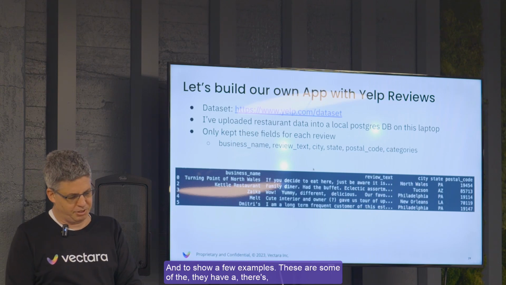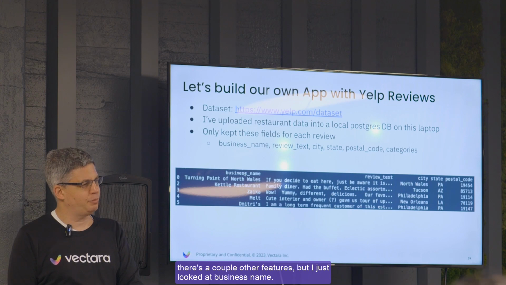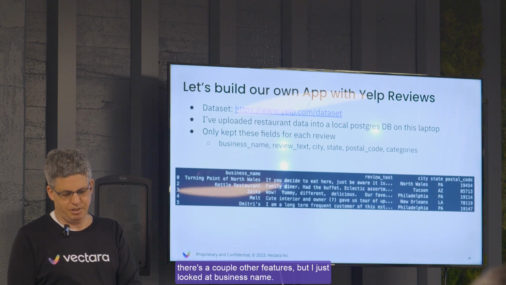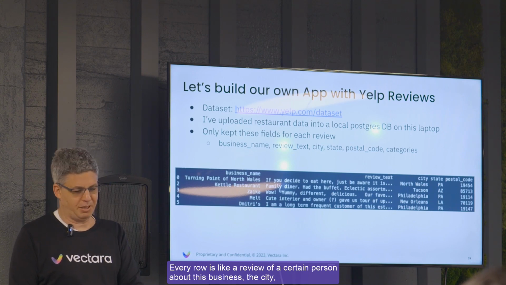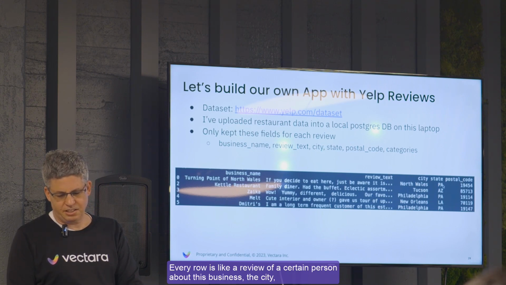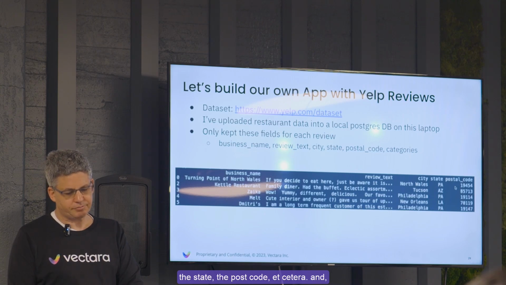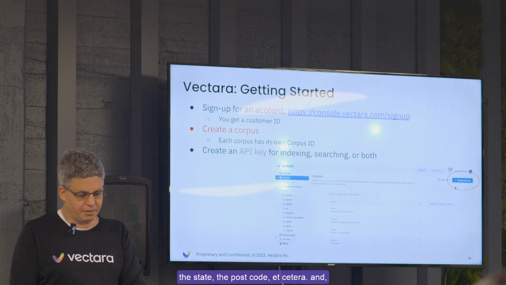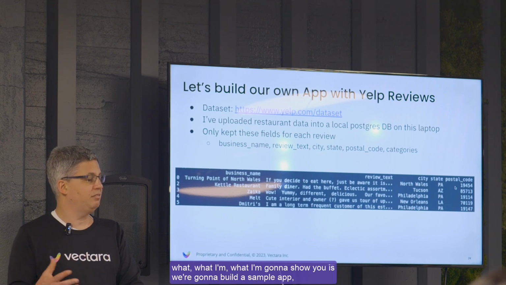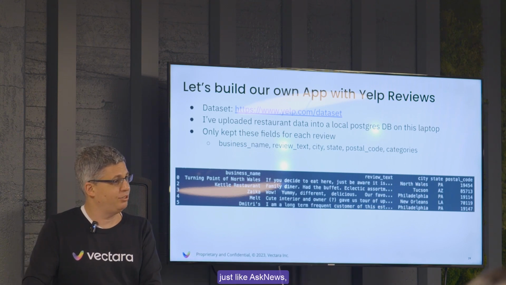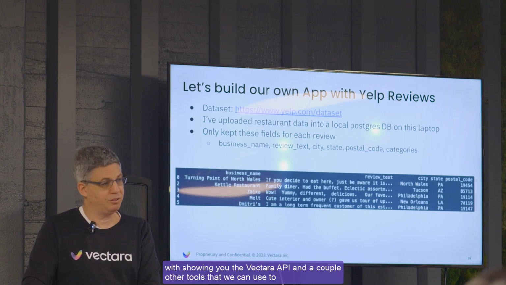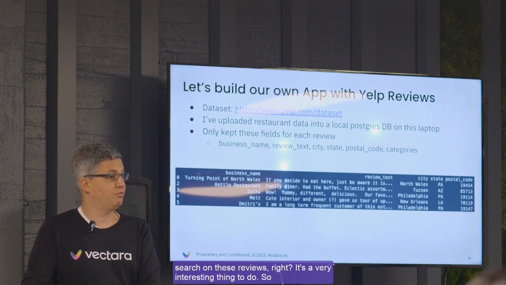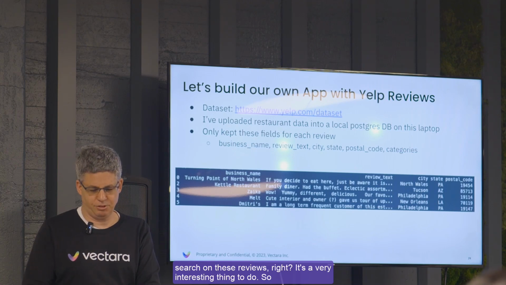And to show a few examples, there's a couple other features, but I just looked at business name. There's some review text about this. Every row is like a review of a certain person about this business, and the city, the state, the postcode, etc. And what I'm going to show you is we're going to build a sample app just like AskNews, showing you the Vectara API and a couple other tools that we can use to search on these reviews, right? Very interesting thing to do.